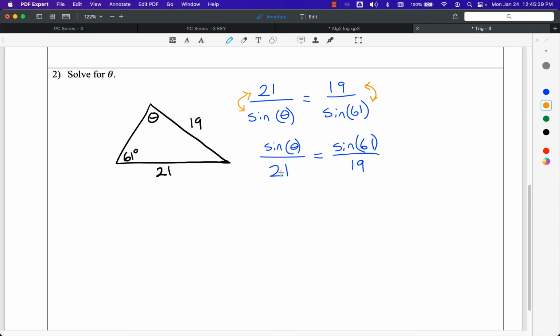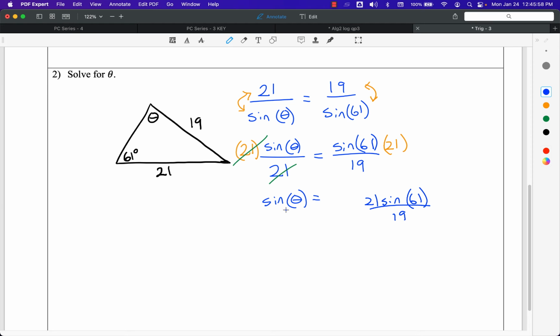From here, I'm going to get rid of this divide by 21. The inverse operation of divide is multiply. So I'm going to multiply the left-hand side by 21, multiply the right-hand side by 21. When I do that, these 21s are going to cancel each other out, and I'm left with just that sine of theta is equal to, and I'm going to give myself some room here. That's going to be 21 sine of 61, all of that over 19.